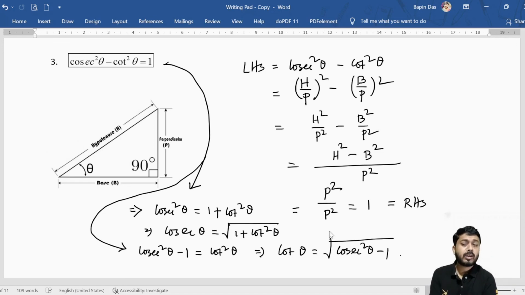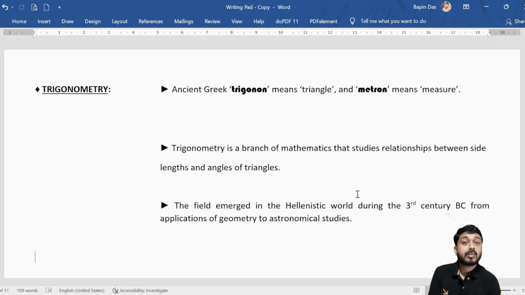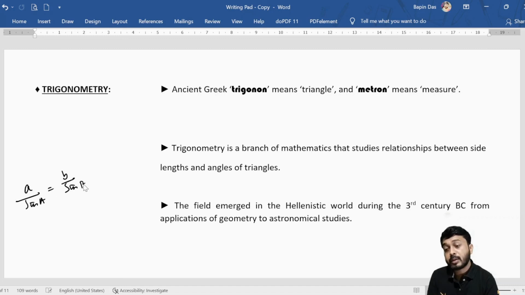Okay, the one I've kept within the box, cosec square theta minus cot square theta equal to 1. Okay, in class 11 you're going to get a relationship between angles and sides of any kind of triangle. a by sin A equal to b by sin B equal to c by sin C. Okay, keep it in mind. The relationship is like this: a by sin A equal to b by sin B equal to c by sin C.